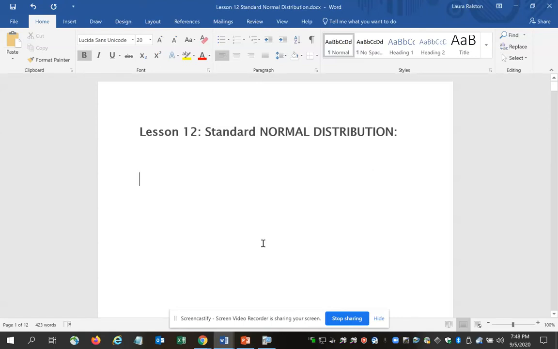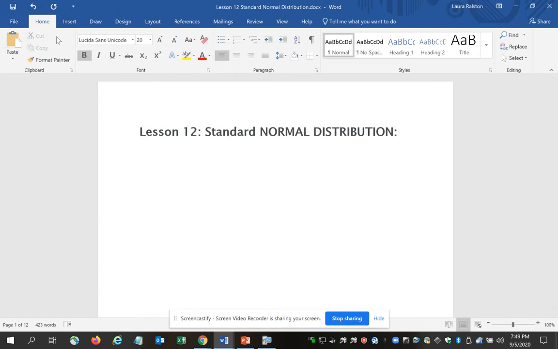Apparently a number of you are having difficulty with lesson 12, which actually discusses the standard normal distribution. But I want to begin by talking about just a normal distribution in general, because it is one of the most used probability distributions throughout statistics. And so it is extremely important that you understand how to work with a normal distribution.